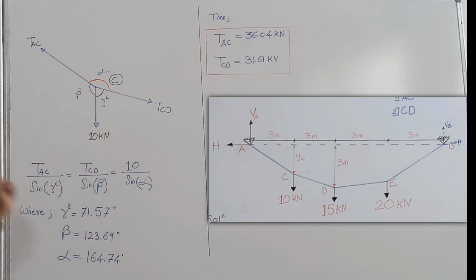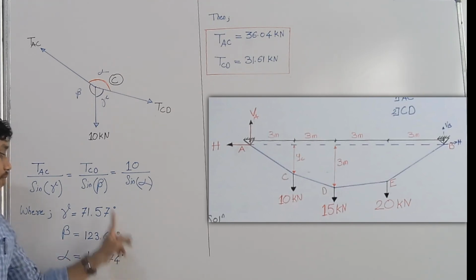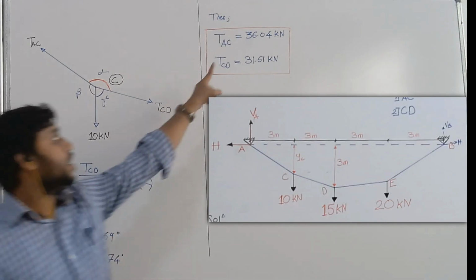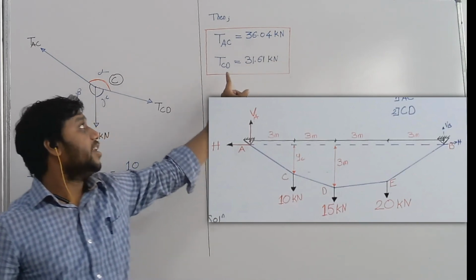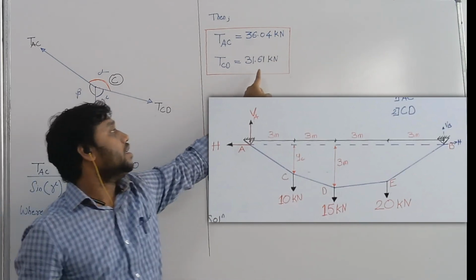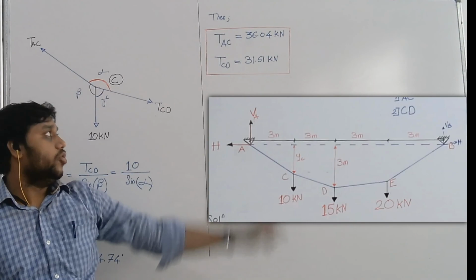From geometry, we can compute gamma turns out to be 71.57 degrees, beta turns out to be 123.69 degrees, alpha turns out to be 164.74 degrees. With all these parameters, the tension in AC turns out to be 36.04 kilonewton and tension in segment CD turns out to be 31.61 kilonewton. Thank you.